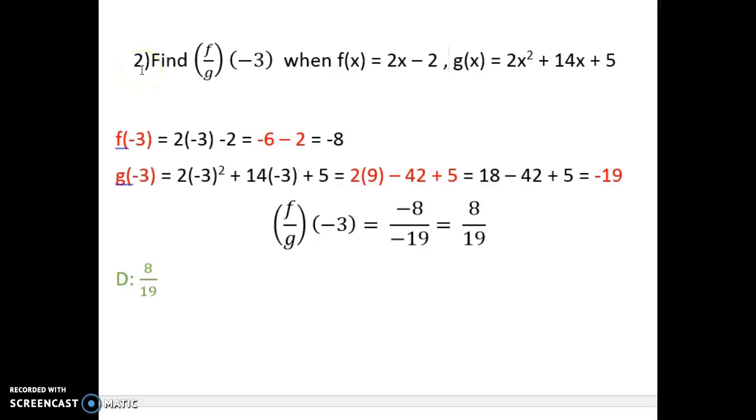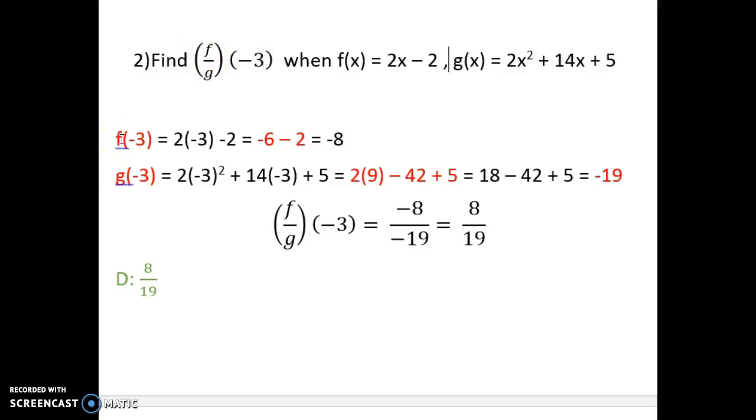For number 2, we're doing operations on functions. Here we're doing a division. And you can look at page 278 in the text. But to do this division, first you want to find f of negative 3, and you also want to find g of negative 3, and then you want to divide those results.